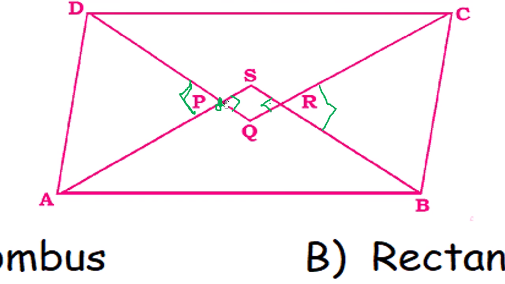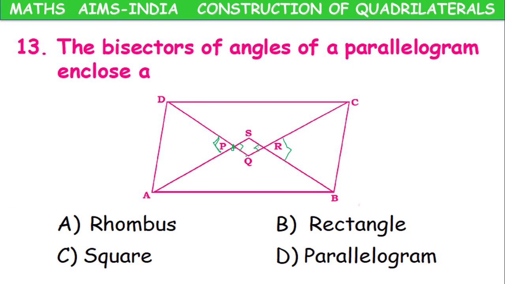But adjacent angles are supplementary. Means if this is 90, the adjacent angle also is 90, so that the sum is 180. So this will be 90, the angle above will be 90. All angles are right angles. So it will be a rectangle.